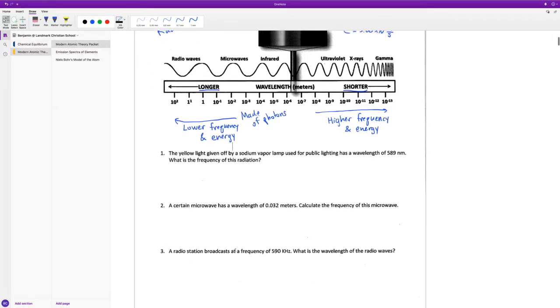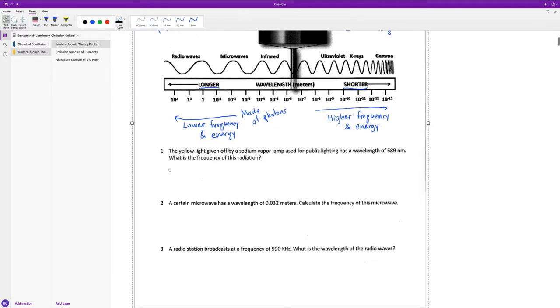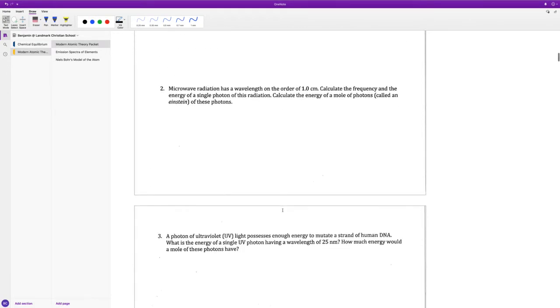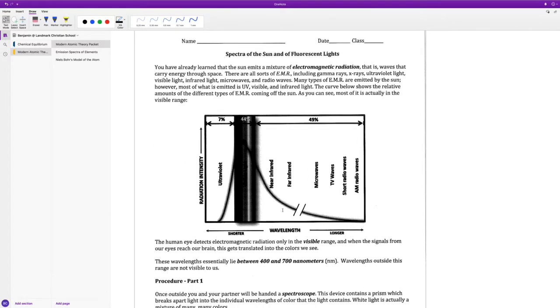And if you haven't already done number 2 and number 3 here on this page, I'm not sure how far we got in regular chemistry, but that might be a good idea to check on those, and then you can look online to verify your work. But we're going to move on now to talking about what is coming off of the sun.